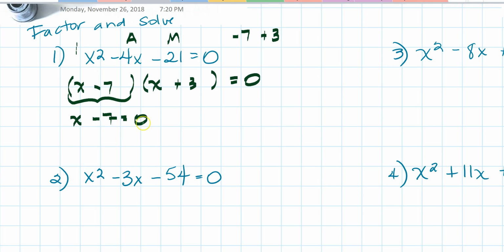If x minus 7 equals 0, I'm going to add 7 to both sides. X is equal to 7. And if x plus 3 is equal to 0, then x must be -3.